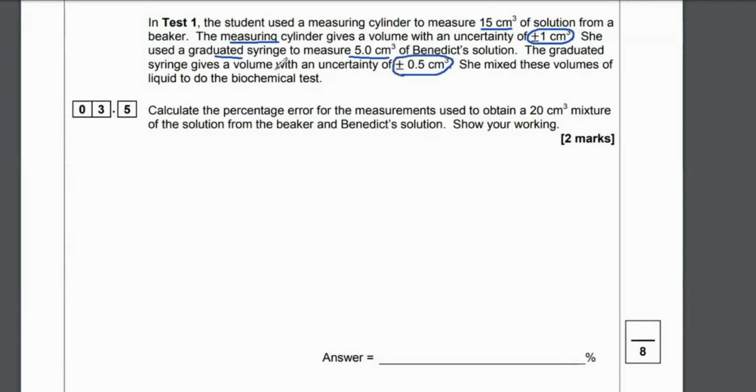She mixed these volumes of liquid to do a biochemical test. Calculate the percentage error for the measurements used to obtain the full 20 centimeter cubed mixture of the solution from the beaker and the Benedict's solution. Show your working. We need to treat them as two separate, then add them together.